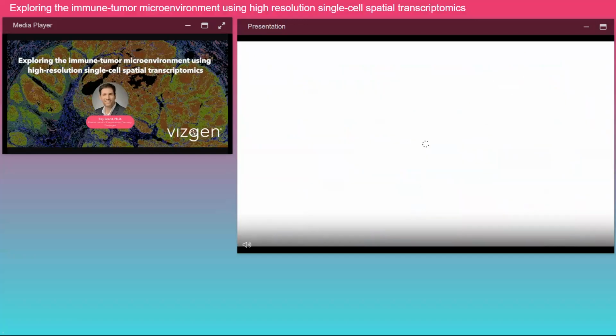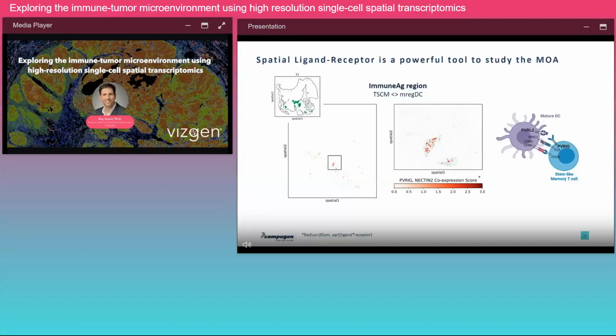Going back to our specific questions, we asked where we can find interaction between PVRIG and Nectin-2, which is another name for PVRL2. We conducted this comparison between TSCM cells and activated or mReg dendritic cells. What we find is that this interaction occurs mainly in the immune aggregate regions we found using the niche approach. So it supports our initial hypothesis.